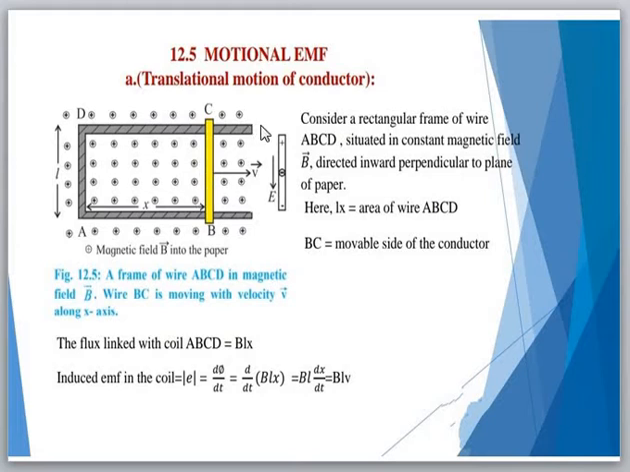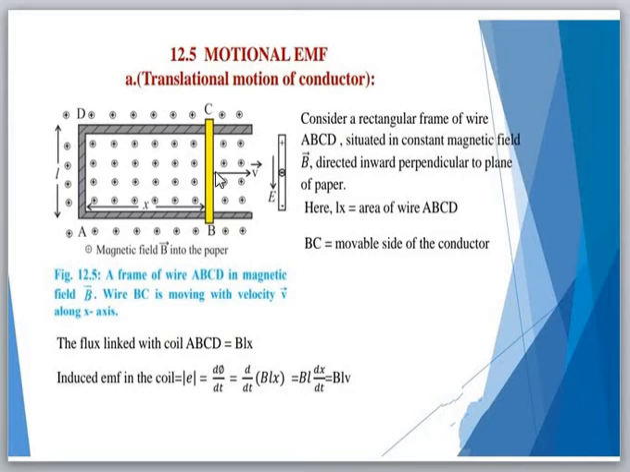Consider a rectangular frame of wires A, B, C, D of area L x. It is situated in a constant magnetic field B bar. This is the area. Here it is x, here it is L. Area is L into x. This is the loop A, B, C, D. The magnetic field is inward. It is passing through the screen. As the area changes, the flux will also change.